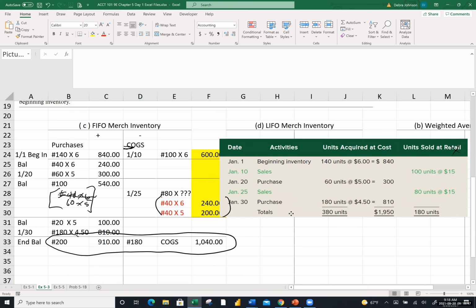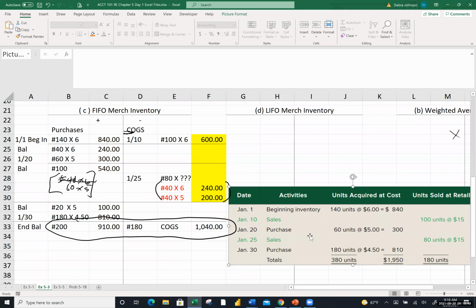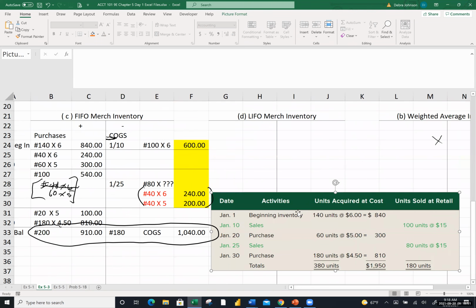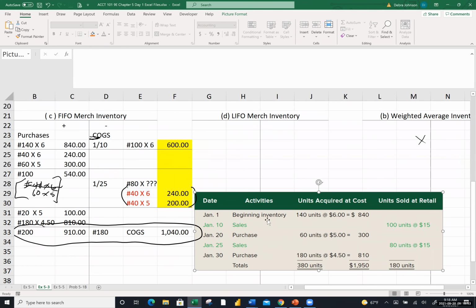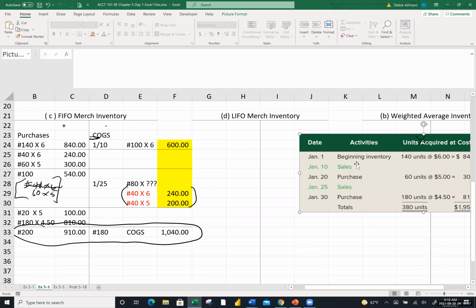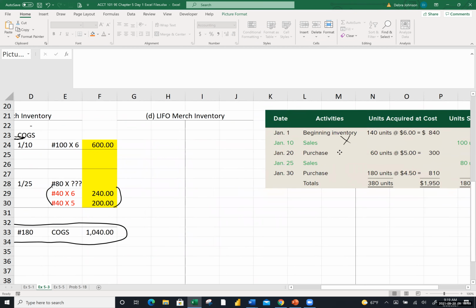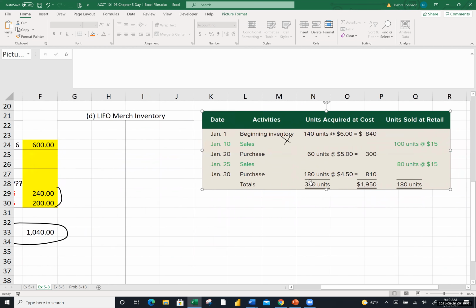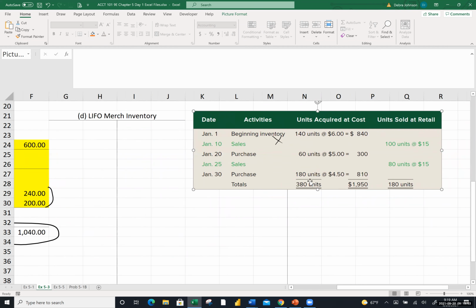That's FIFO. That is the most widely used method right now. Any questions on that? All right. Then let's go over to the one that makes absolutely no sense from a physical standpoint, right?